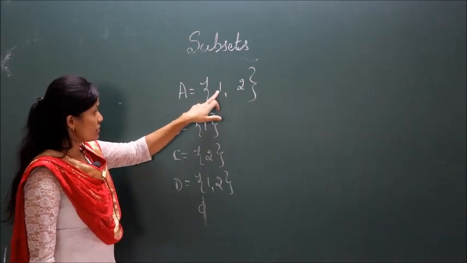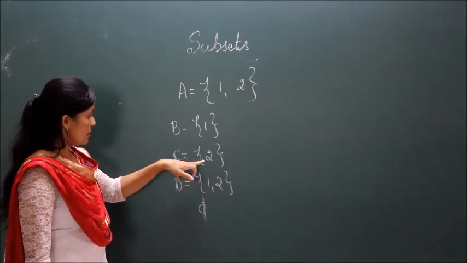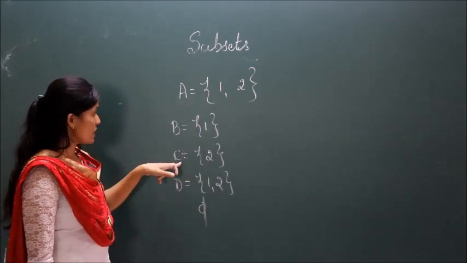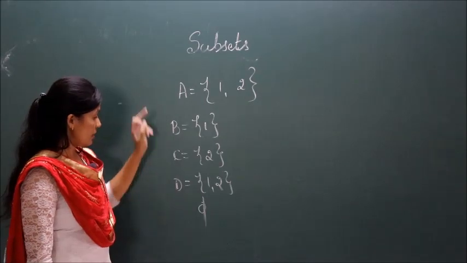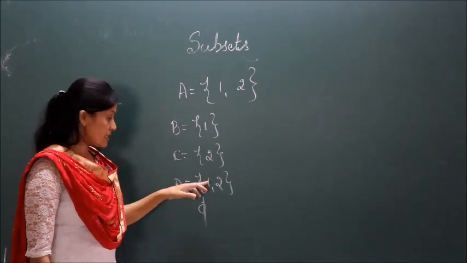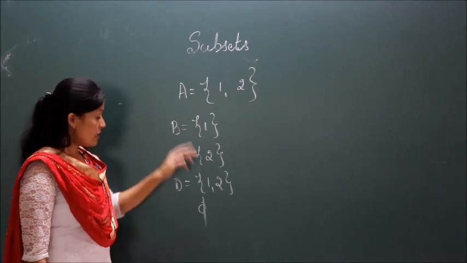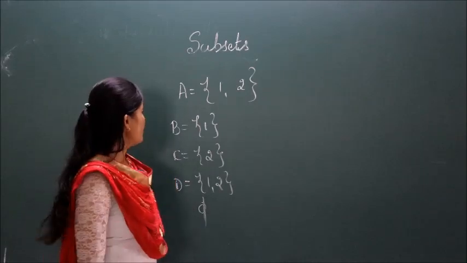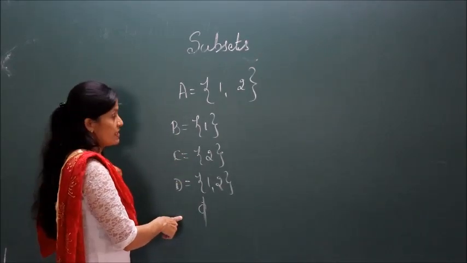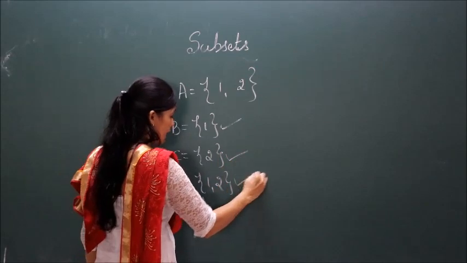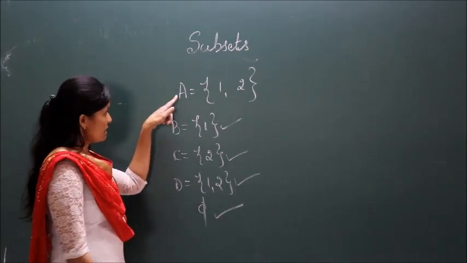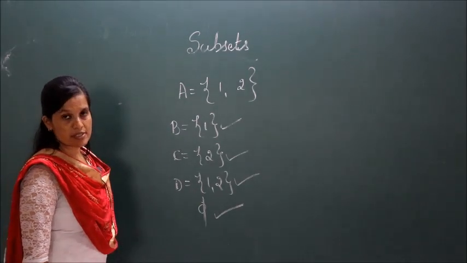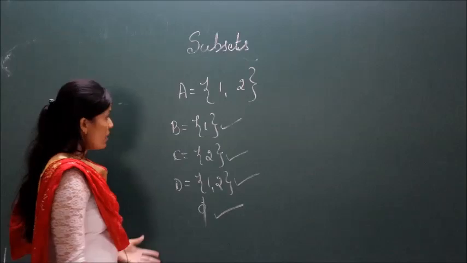Element 1, yes, of course it is contained in A, it is a subset. Set C, the element is 2, it is contained in A, so C is a subset of A. D is the set itself. Set itself is a subset of the given set. Null set is also a subset. So how many subsets does it have? 4 subsets, right? 1, 2, 3, 4. So this set has 4 subsets. Now one more example you take.